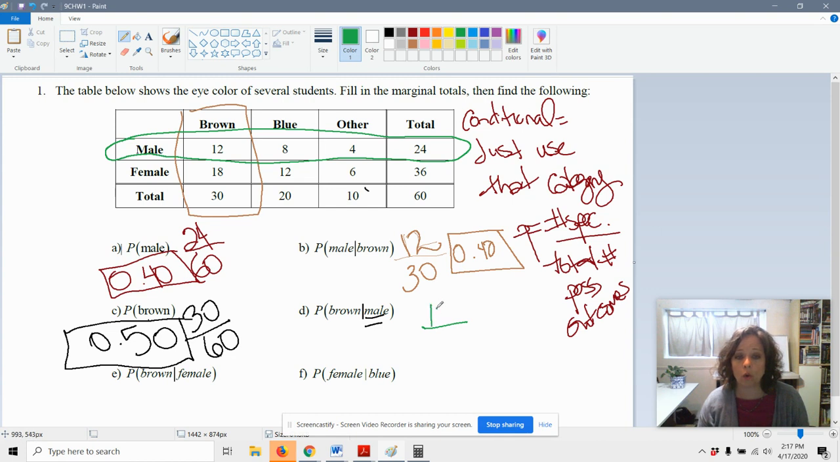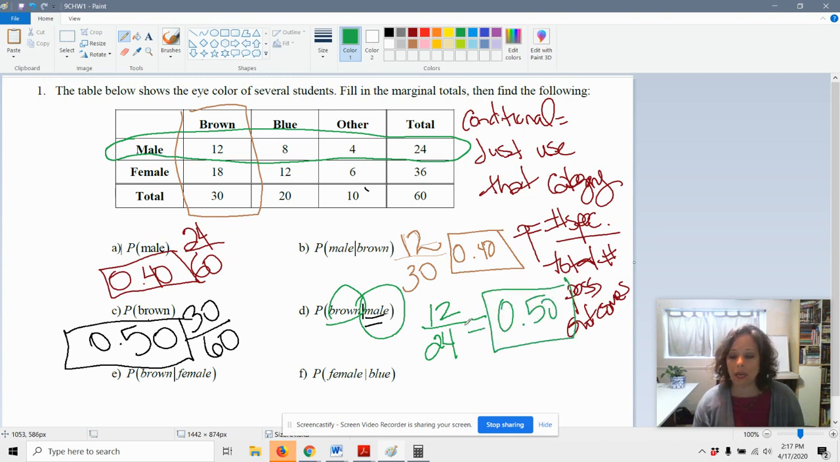So 12 is the total number of brown in the male category, okay? And our total is the total number in that category. So 24. And that, again, will come out to 0.5. Okay? Again, you can leave it as that fraction.